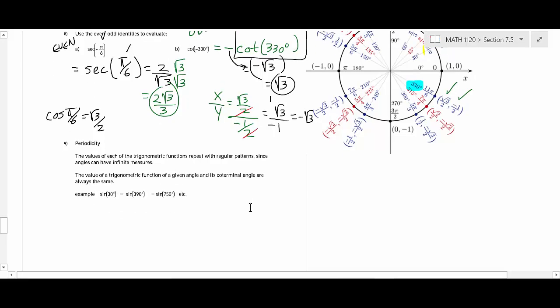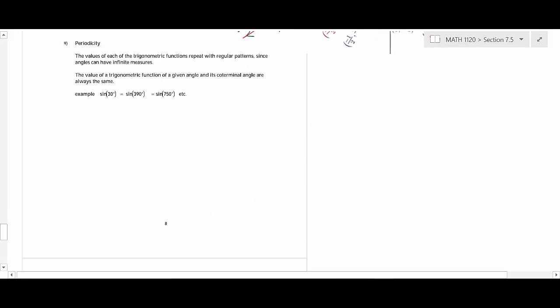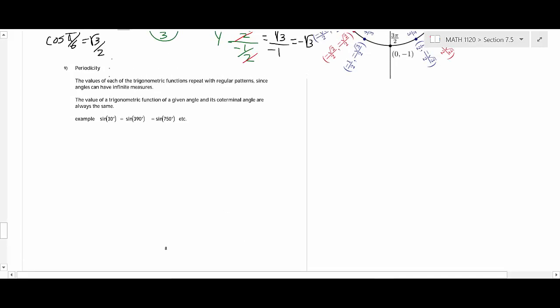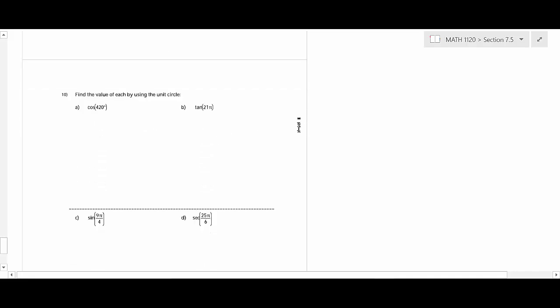Okay, now we got one more thing I want to talk about, then we're going to start our graphing here. So periodicity just means this, okay? These angles right here are all coterminal, right? Because they're all 360 apart. So that means if you did the sine of a coterminal angle or any trig function of a coterminal angle, you're always going to get the same answer. That's a guarantee, okay?